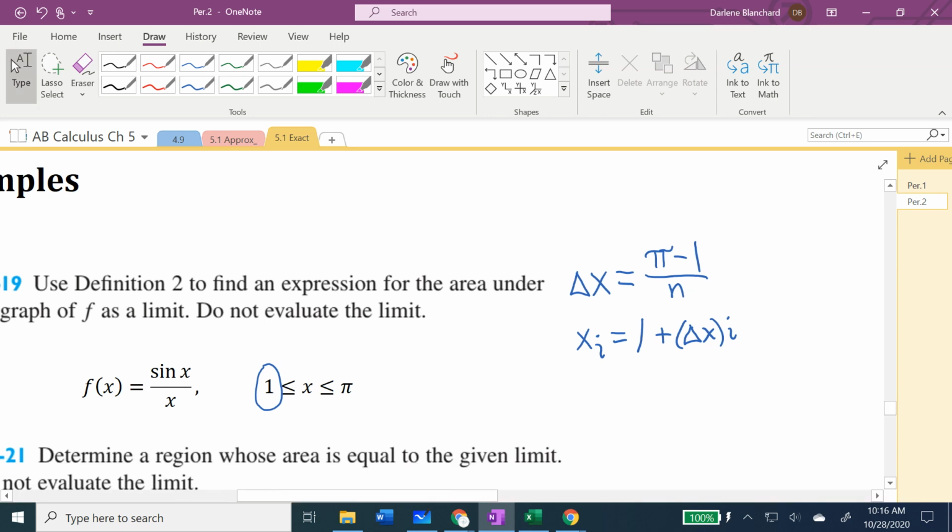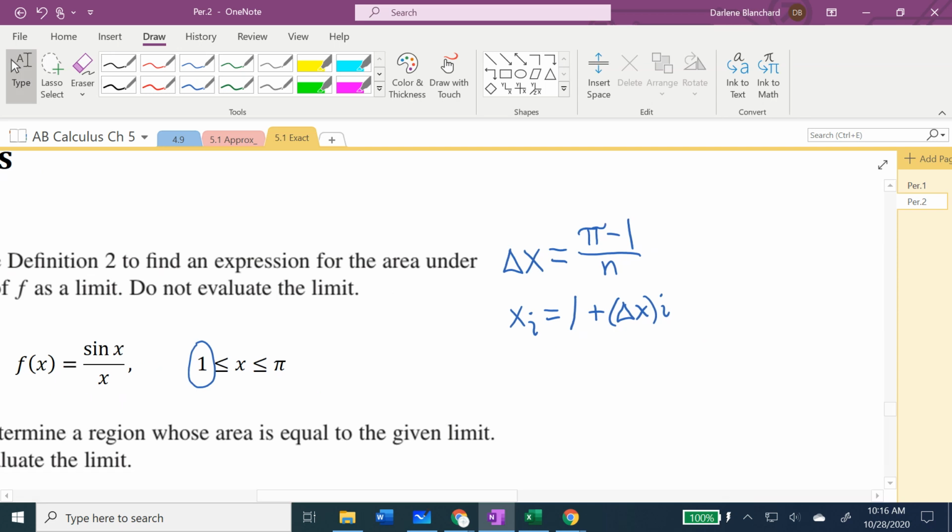And now I want to combine these two together. So my x sub i is 1 plus pi minus 1 over n multiplied by i. And that is a mouthful.